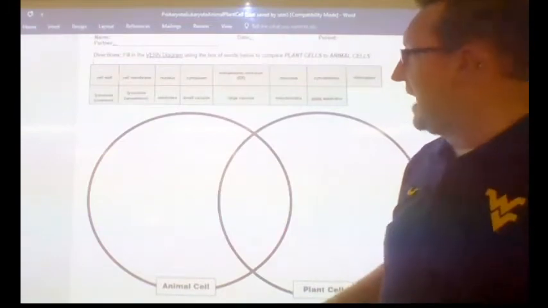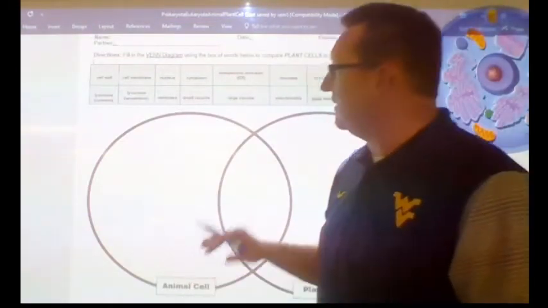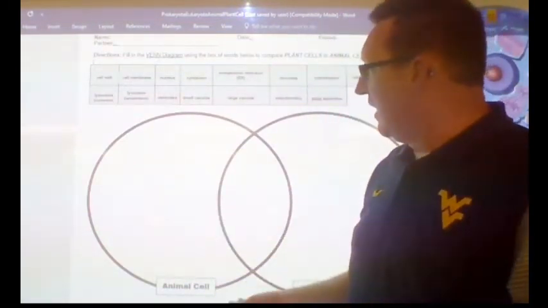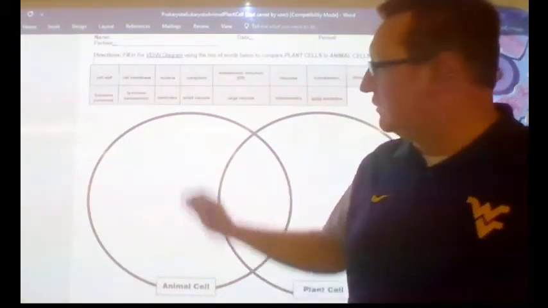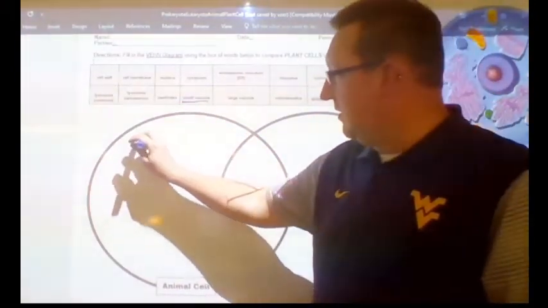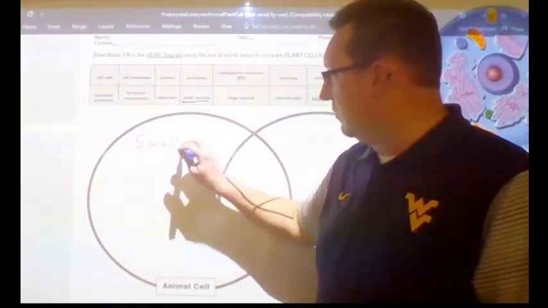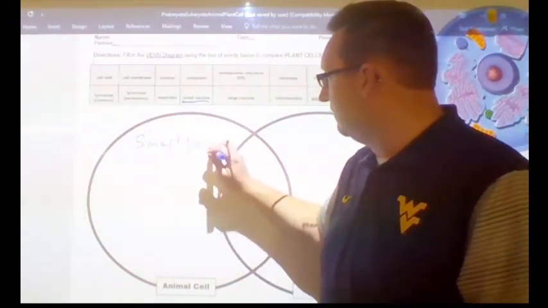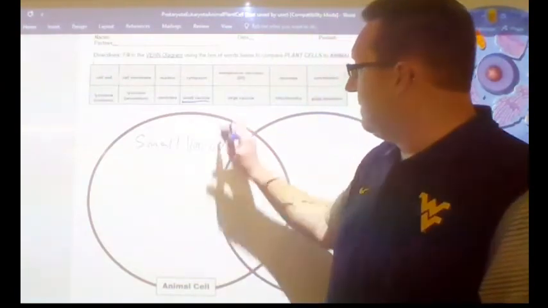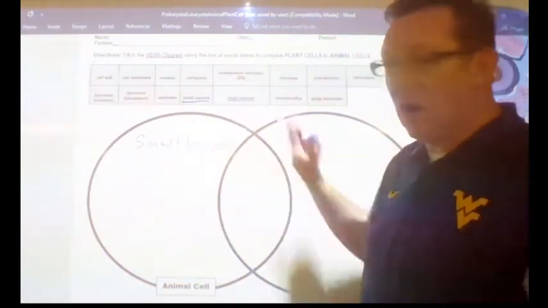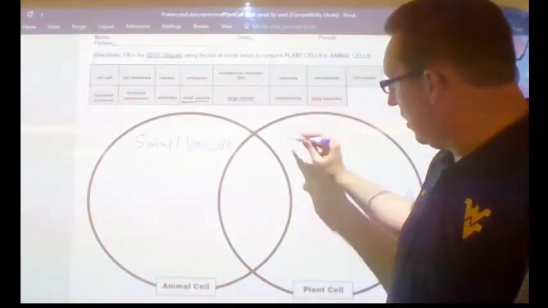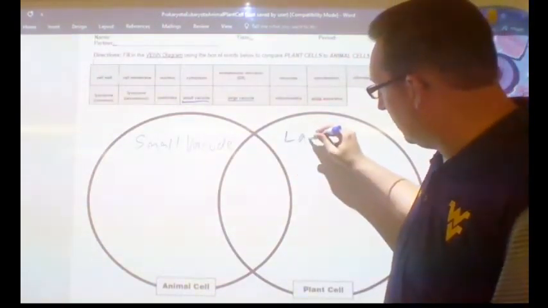So the first thing we're going to look at is an animal cell. Some things that are specific to an animal cell versus a plant cell: the first thing is the animal cell has a small vacuole. They have really small vacuoles. So we're going to put small vacuole over here. And that being said, the animal cell has a small vacuole, the plant cell has a large vacuole. And so we're going to put large vacuole over here in the plant cell portion.